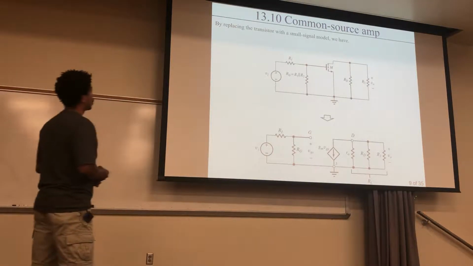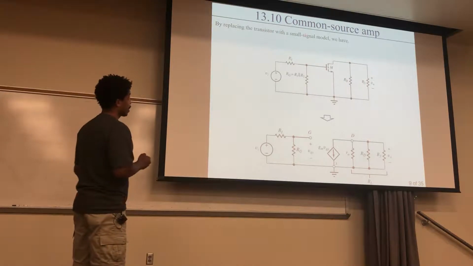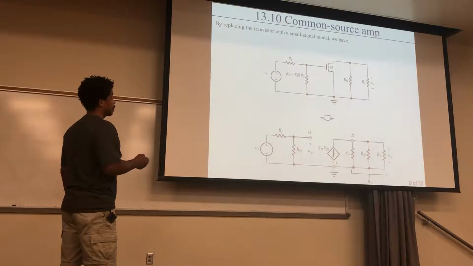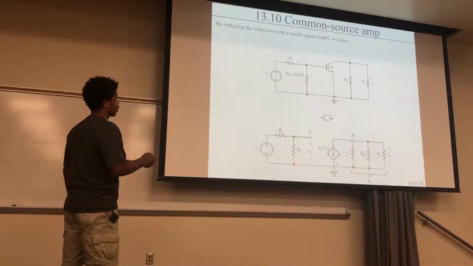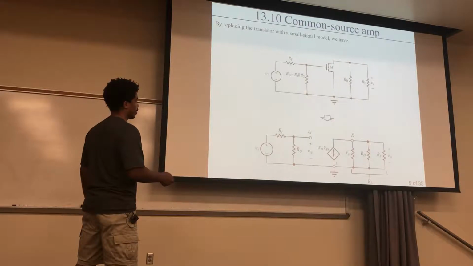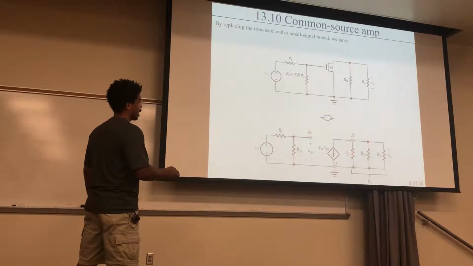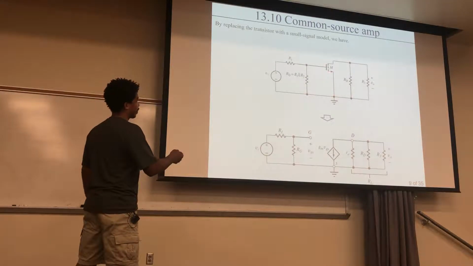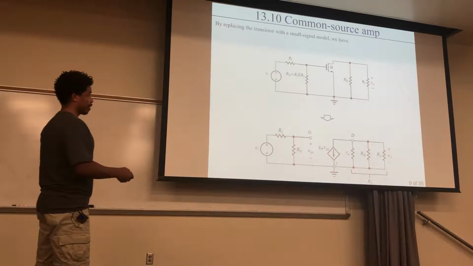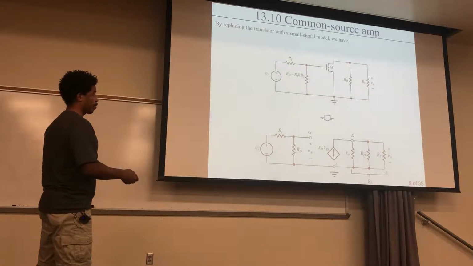Then the next thing you want to do is replace the transistor with your small signal model. You take this piece right here and replace it with this, which includes the voltage controlled current source and the output resistance. The RD and R3 are still the same. But now all three of these in parallel become your load resistance.